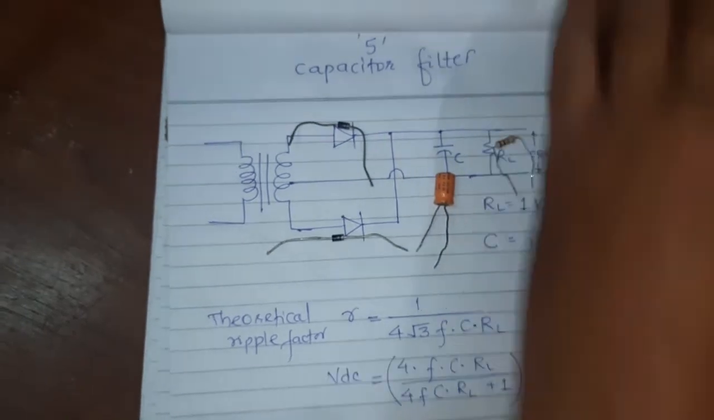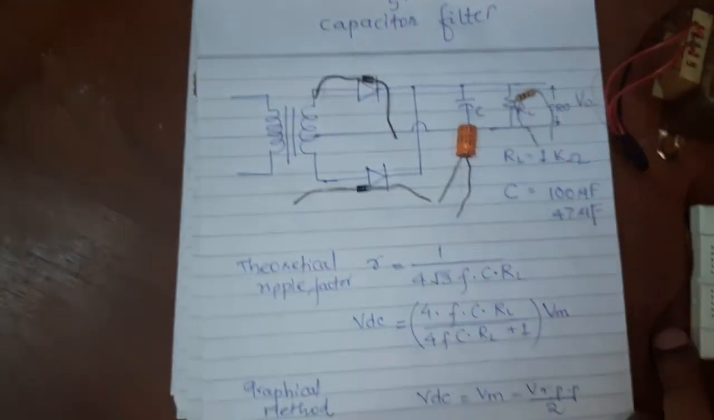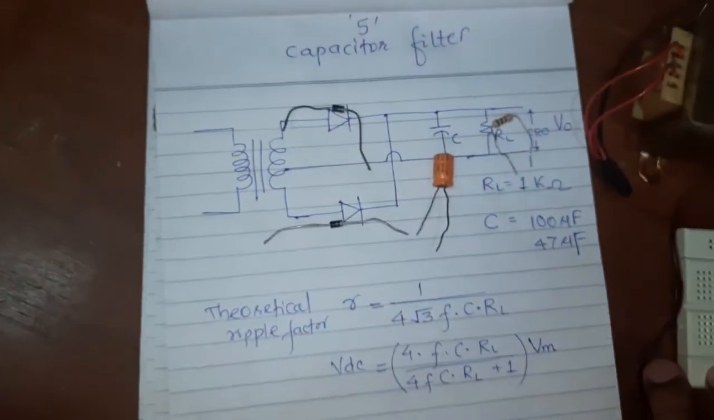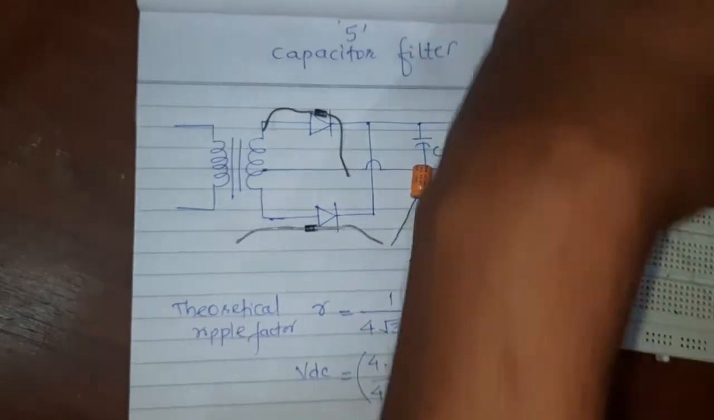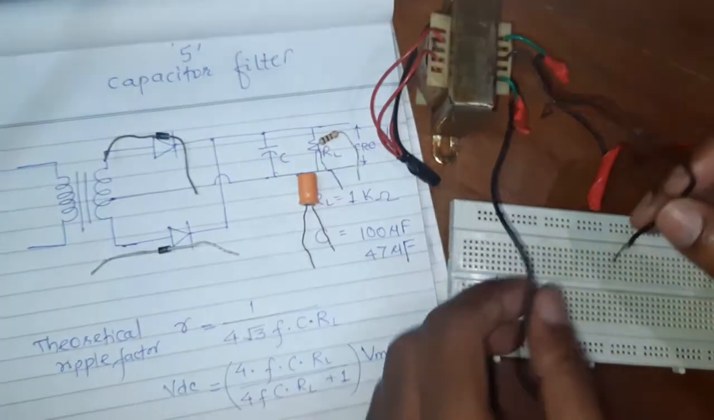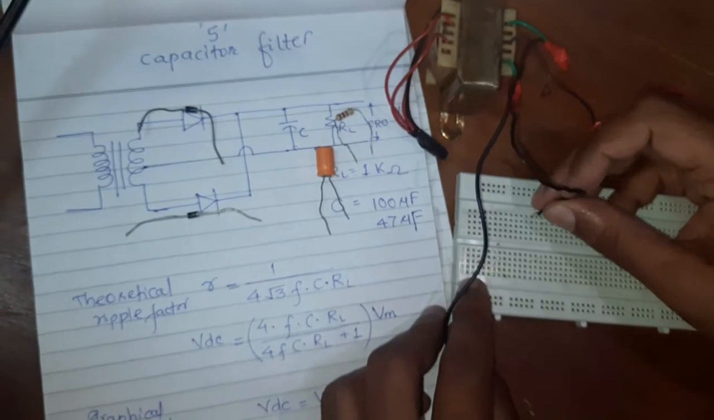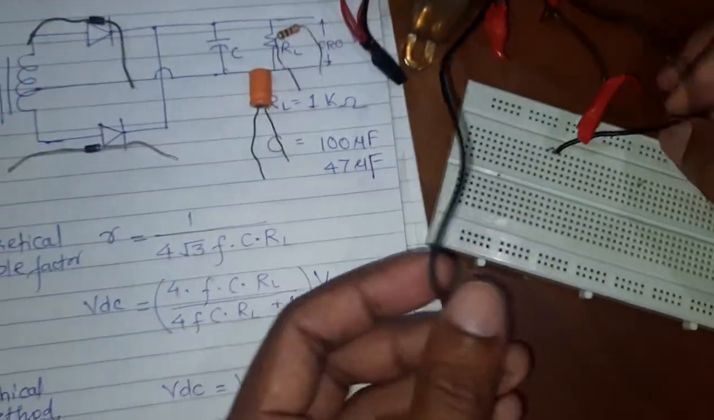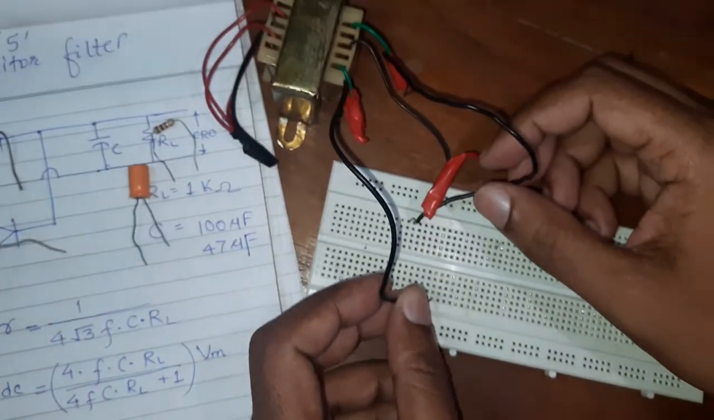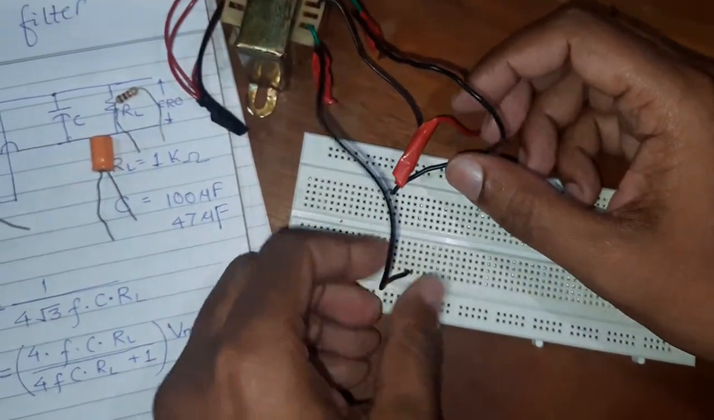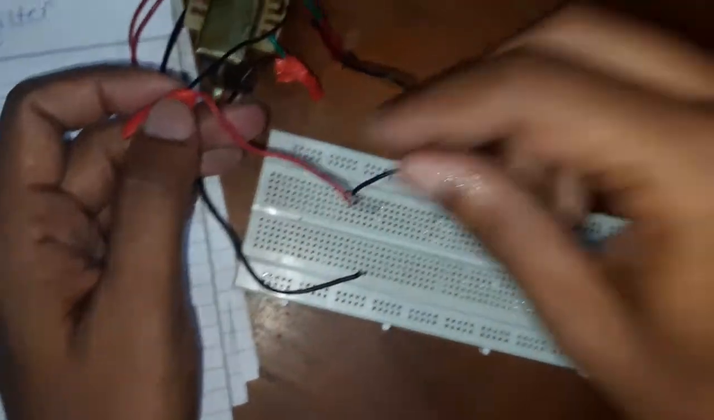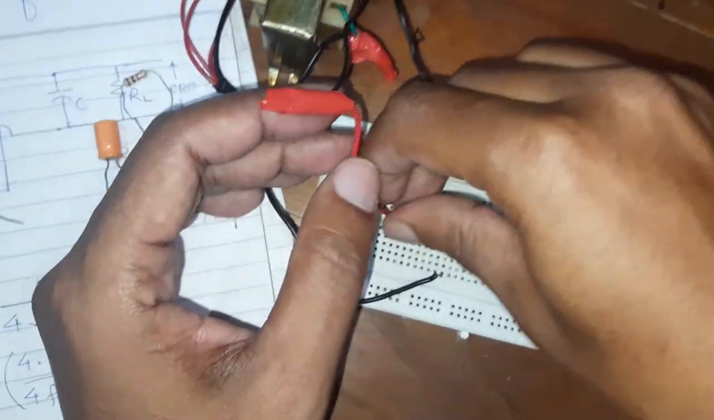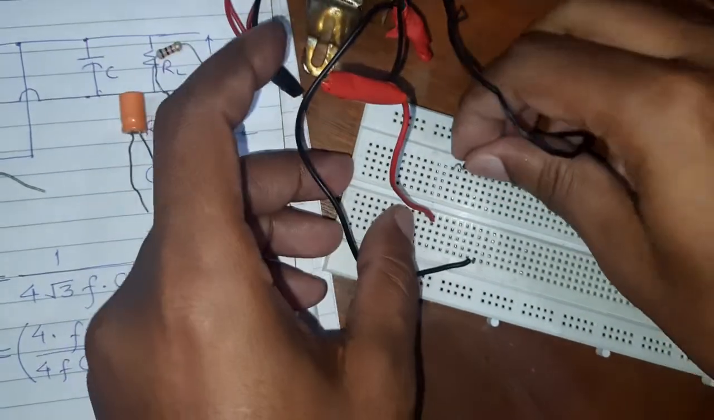So we'll start the connections. I have connected the winding. This winding I have connected here, this winding I have connected down here. And the center tap winding I will connect somewhere here. We'll see how connections will be done.